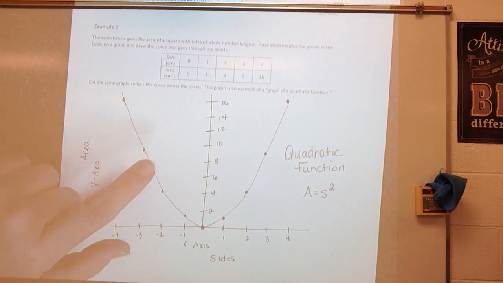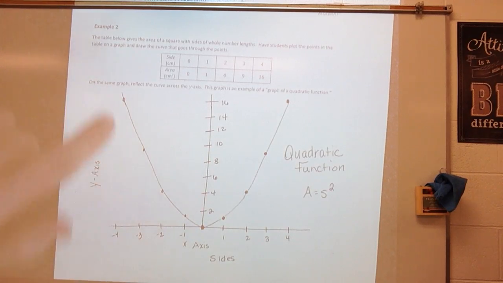Does the reflection of the graph along the y-axis in example 2 make sense? Going back to this one, does this make sense? Can I do this over here? Think about the situation. I'm talking about figures with sides and their area. Can a figure have -1 sides? Can it have -2 sides? Can it have -3 sides? No. So this graph would not make sense if I extended it.